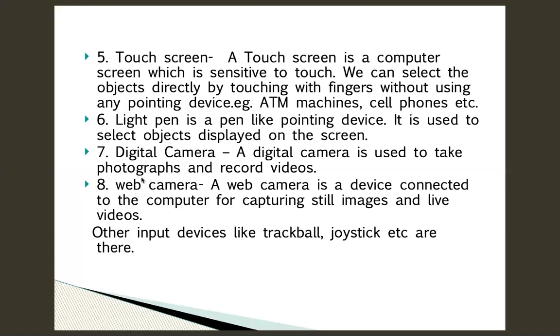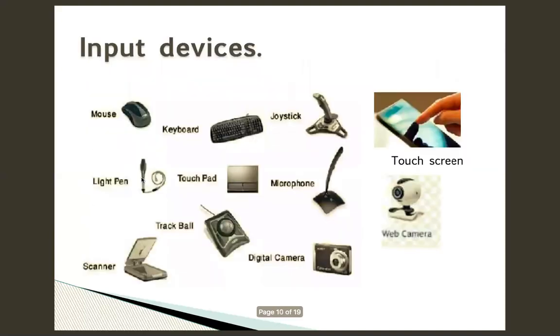Web camera. A web camera is a device connected to the computer for capturing still images and live videos. It is basically used to share pictures and have live chats with our friends and relatives using internet. Mostly we do the conversation with the friends or relatives who are far away from us. We use the web camera and we do it, right? So let us see the picture of a web camera. So this is the picture of a web camera. You might have seen.